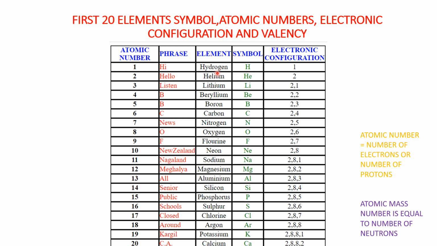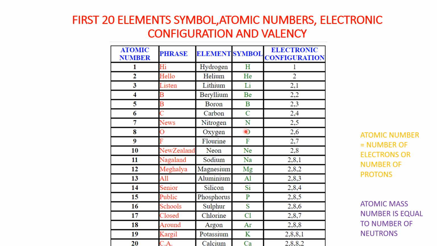Now the first 20, from hydrogen till calcium. For hydrogen, its symbol is H. Then for helium, it is He. For lithium, it is Li. Then for beryllium, it is Be. For boron, how do we represent it? It is B. Then for carbon, we have C. Then for nitrogen, we have N.